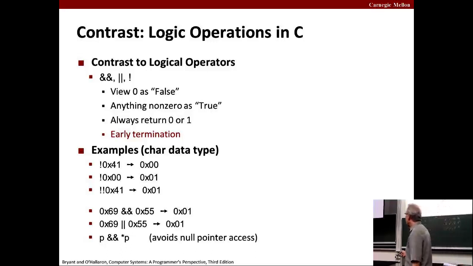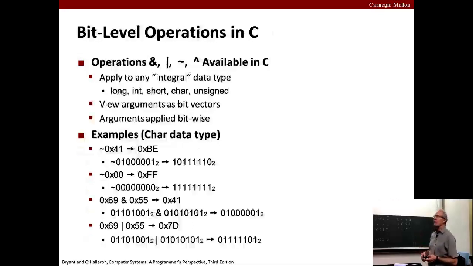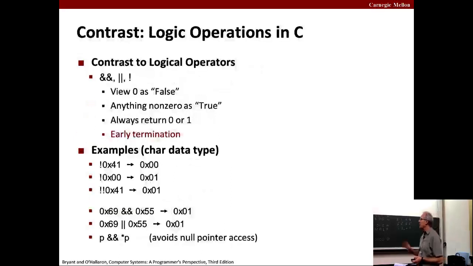But in particular, this early termination is something that people use a lot. If you want to make sure that you're not accessing a null pointer, you can test whether that's a null pointer first before accessing it. And if this is 0 or null, then it won't do the dereferencing of null. So it's a fairly useful feature as well. Anyway, that's an aside. At this level, we're mostly looking at bits, but just as a programming note, don't mix these up.